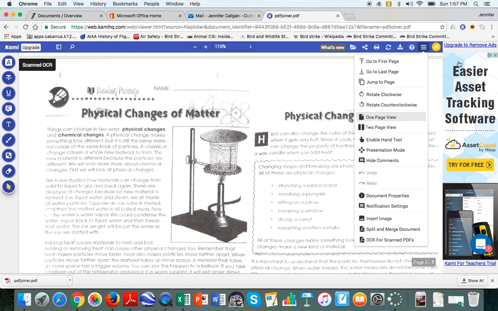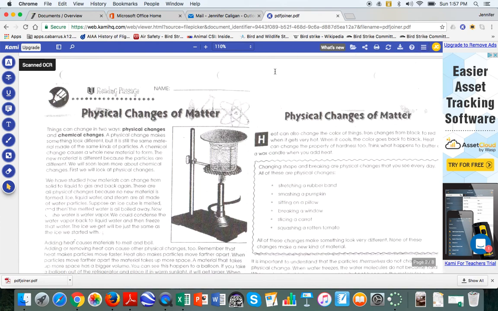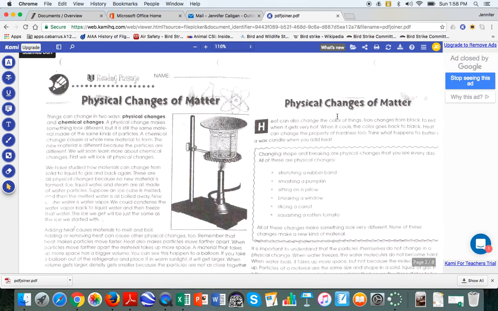I just figured this out now. This is a website called Kami. I'm going to be teaching you guys how to use it eventually, if we ever go back to school.